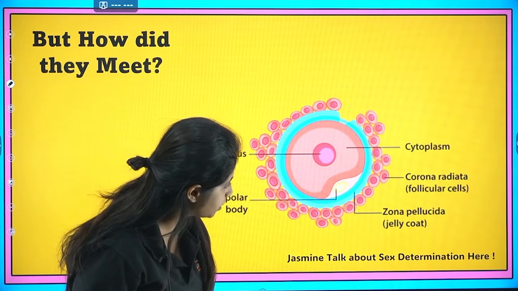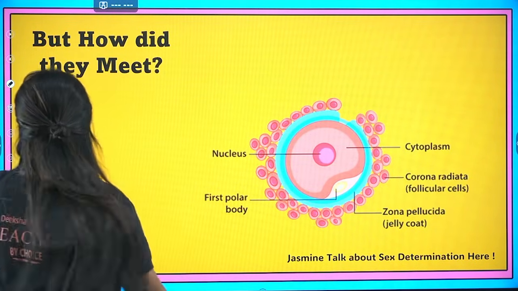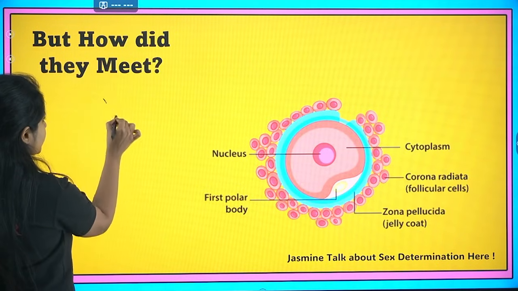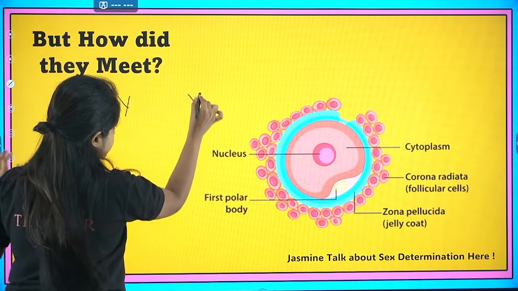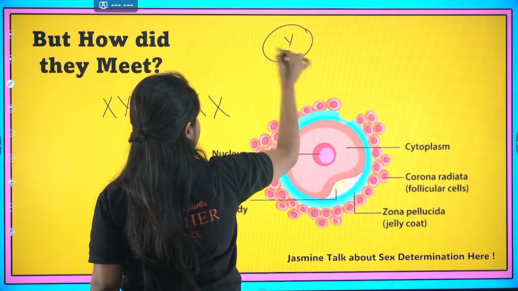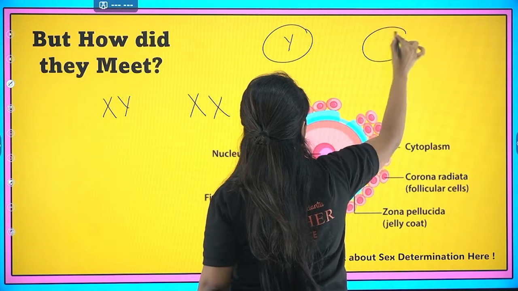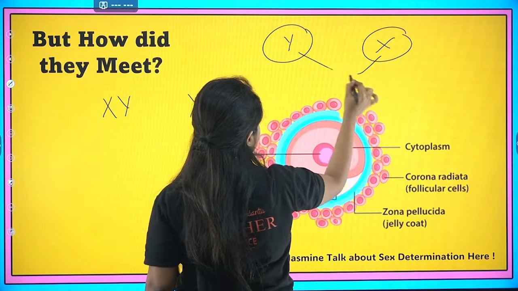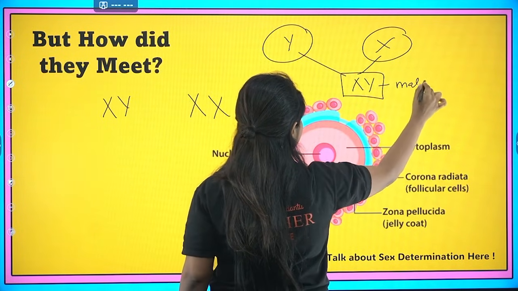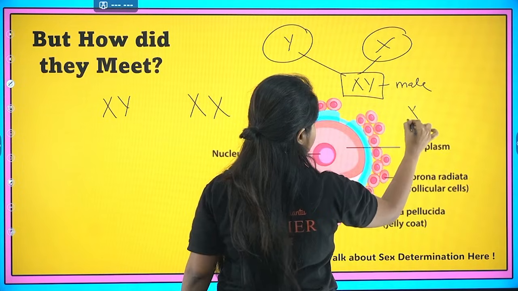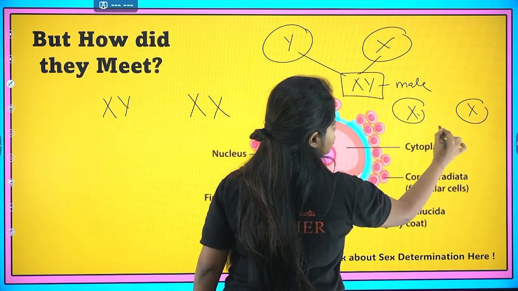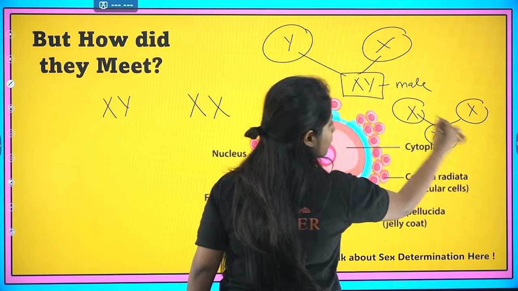Jasmine, talk about sex determination over here. Oh, yes. That is a reminder for me, because your Jasmine ma'am has low memory, okay? So XY and XX. Suppose, my dear children, sperm is carrying a Y chromosome and the egg is carrying an X chromosome. So when X and Y come together, it forms XY in the zygote. This is going to be a male. Suppose the sperm is carrying an X chromosome and the female egg will only carry an X chromosome because she just has that. So when both of them come together, this will be a female child.